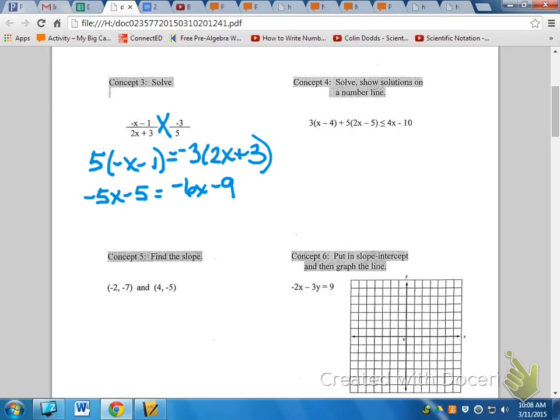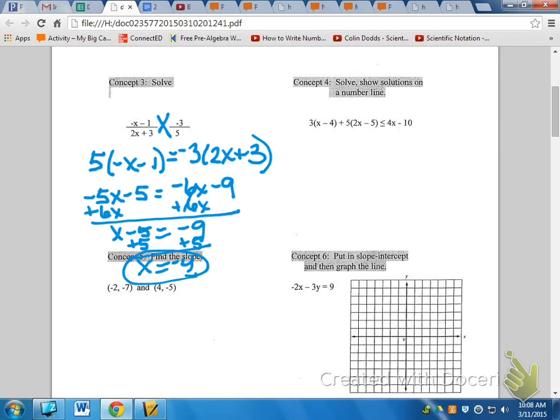I have no like terms on either side of the equal sign, so now I'm going to bring my variables together. I'm going to add 6x to both sides. That leaves x minus 5 on the left and negative 9 on the right. And finally, to get x alone, I would add 5 to both sides. So x is negative 4, and that would be your final answer.